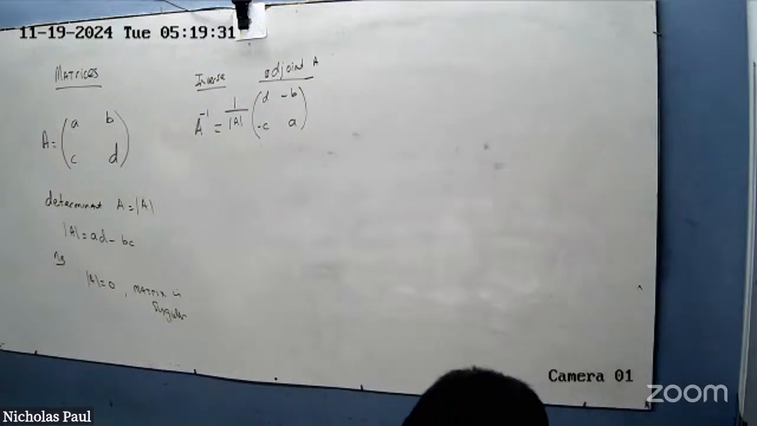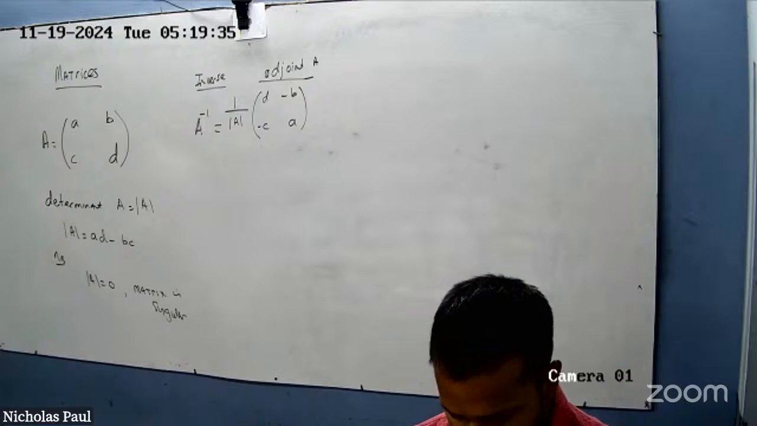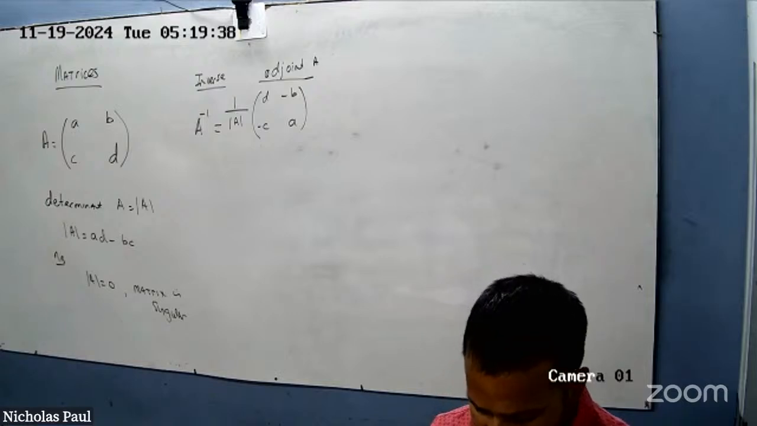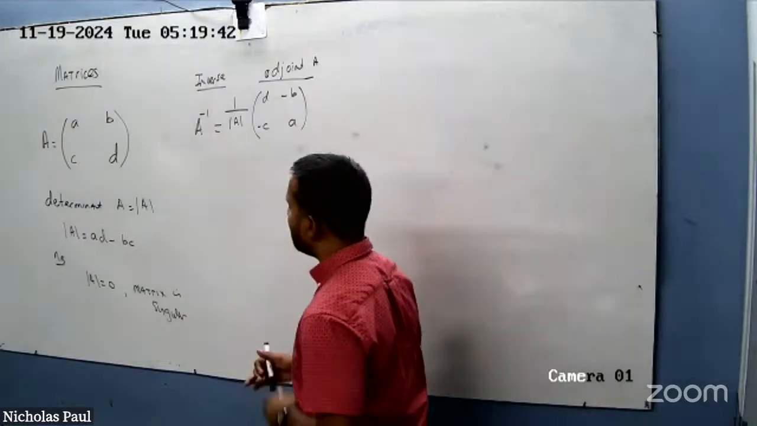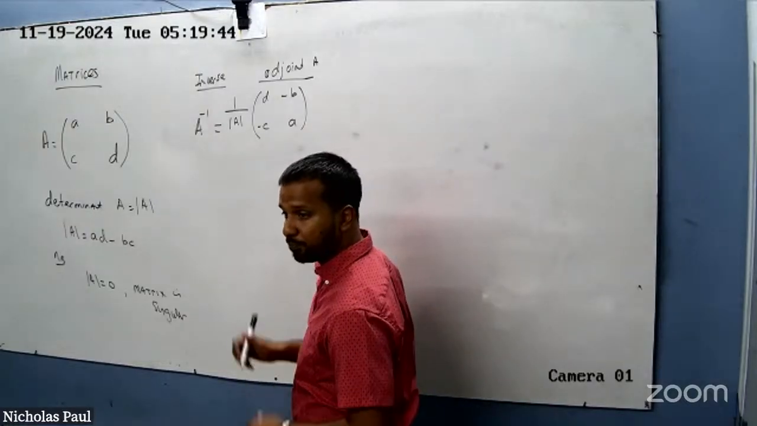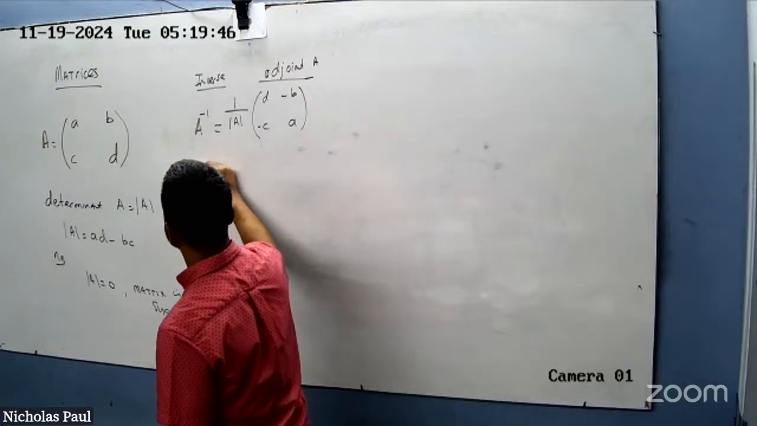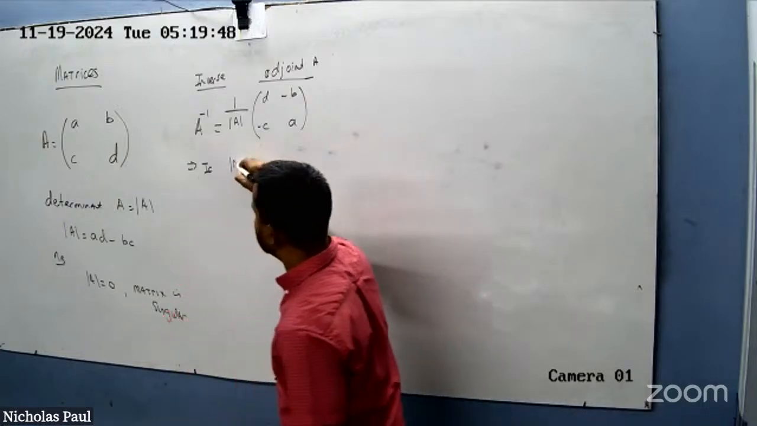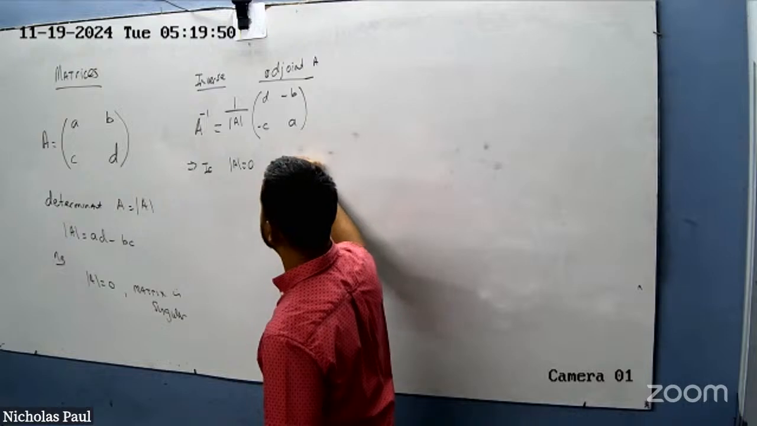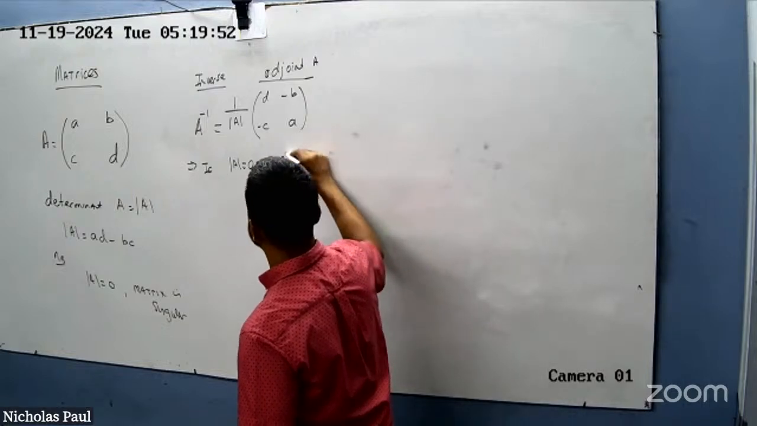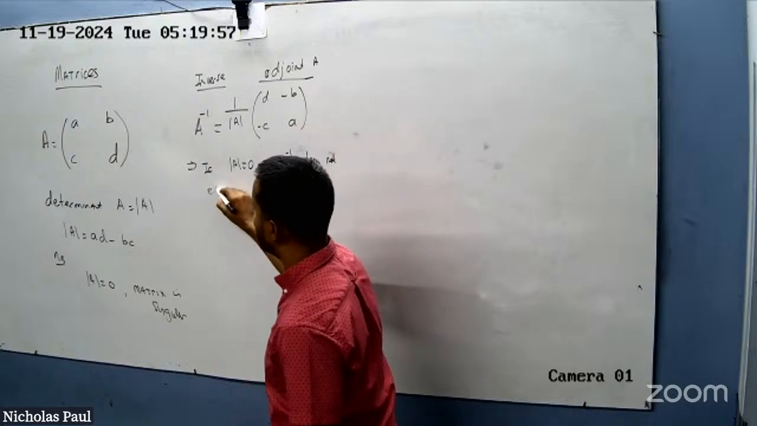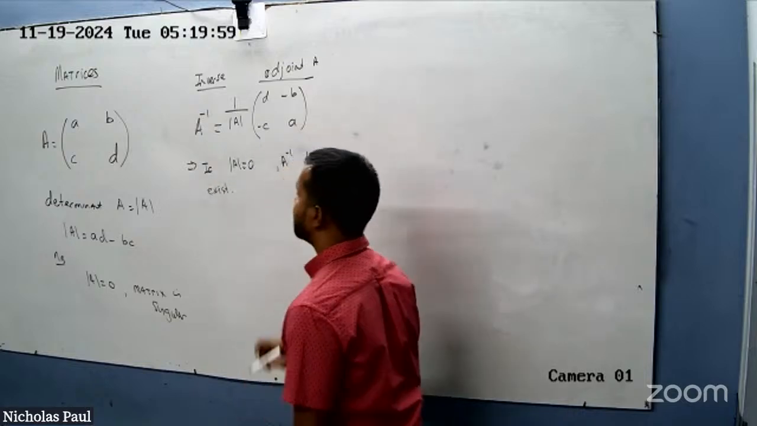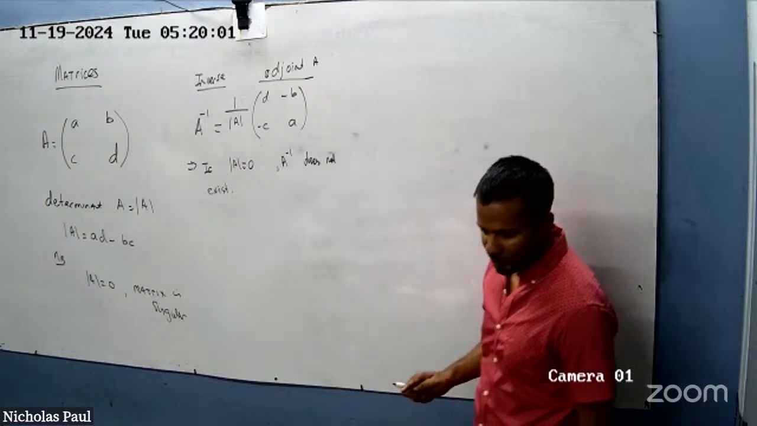As I said, all the things on this slide, just focus on practice. Please remember if the matrix is singular, it has no inverse. So if the determinant of A is equal to 0, A inverse does not exist. That's something important to remember.